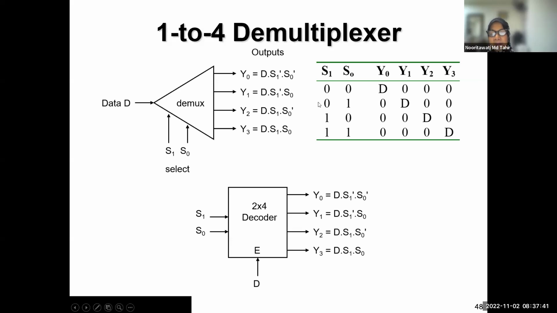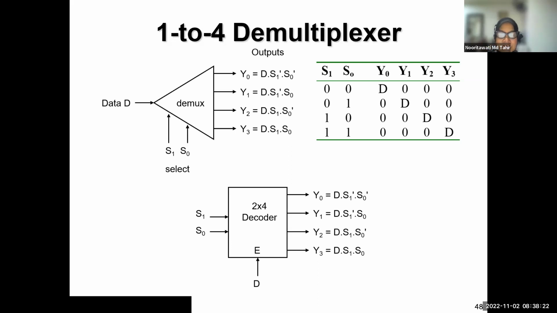For the demultiplexer, when the select is 0, 0, output 0 will be active and the other outputs are disabled. Next, when it is 0, 1, output 1 will be active and the rest are disabled. Then 1, 0 gives output 2 and 1, 1 gives output 3. Remember, like the decoder, even though it has several outputs, only one can be activated at one particular time.